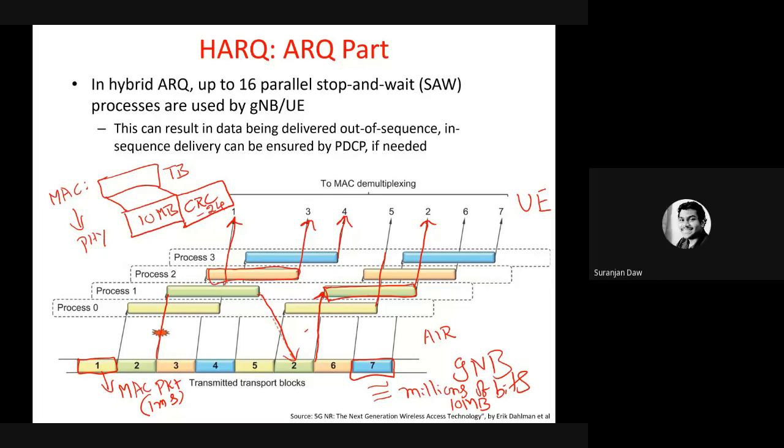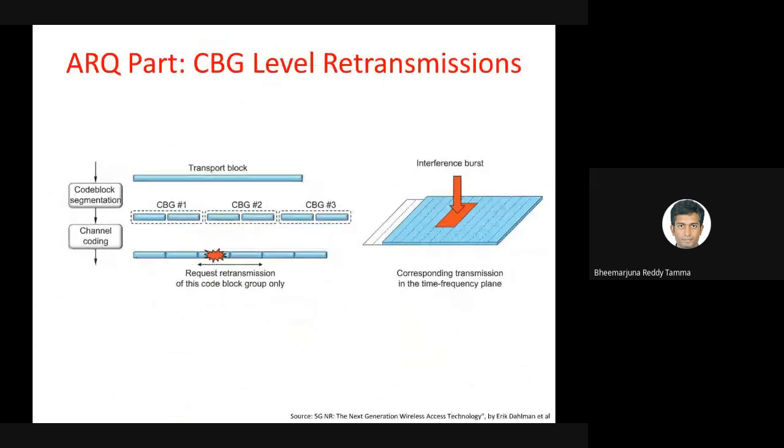What can one think of? We can add more CRCs. Like, let's say we break the 10 MB into 1 MB slices, and then we add 10 such CRCs. Maybe we can pinpoint where exactly the error was. Exactly, yeah, something like that we do. You're right, Suranjan. So that's what I'm showing here.